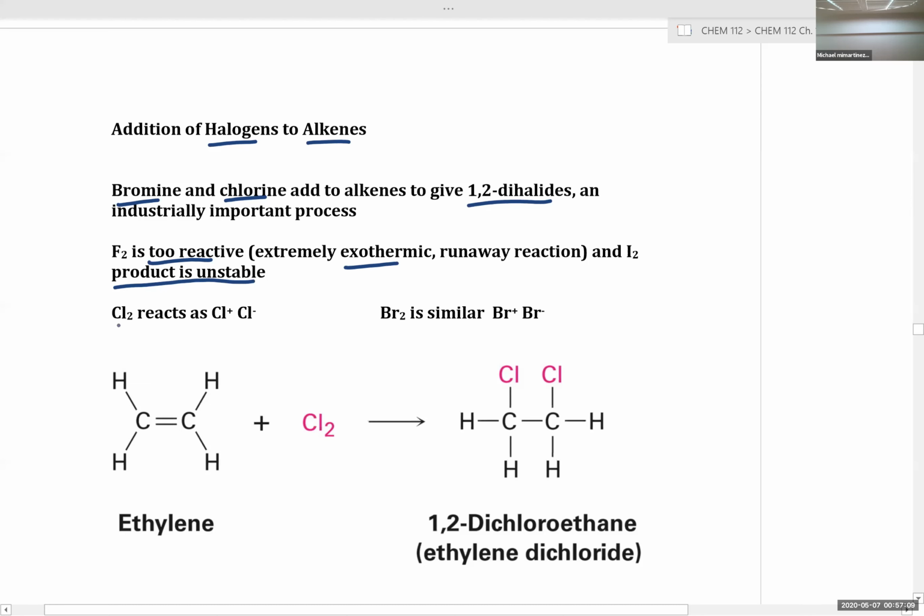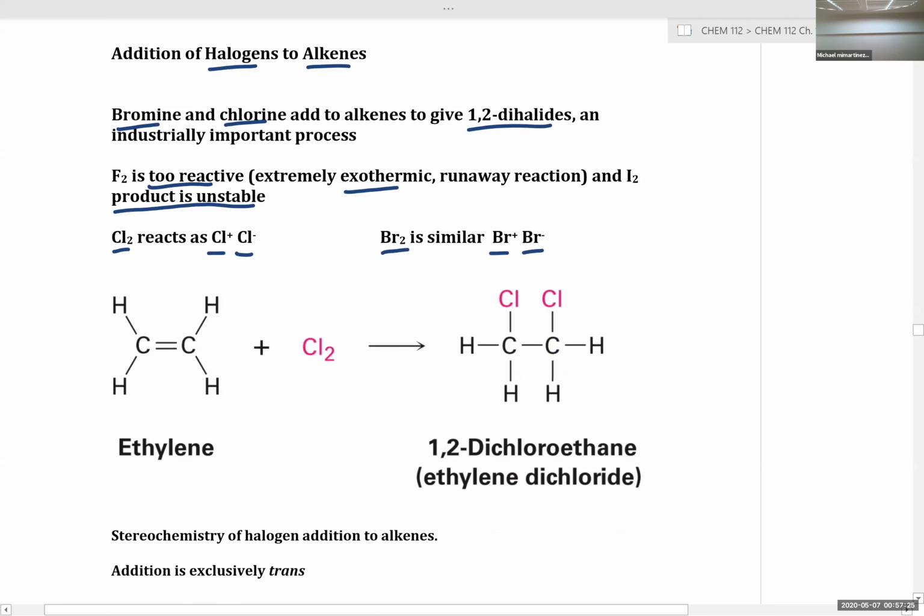When you think of chlorine and bromine, I'd like you to think of it as like Cl plus and Cl minus, Br plus and Br minus. You have an electrophilic halogen atom and a nucleophilic halogen atom. So just in a broader perspective, halogens can add to alkenes to give a 1,2-dihalide. In this case, ethylene gets converted to 1,2-dichloroethane.